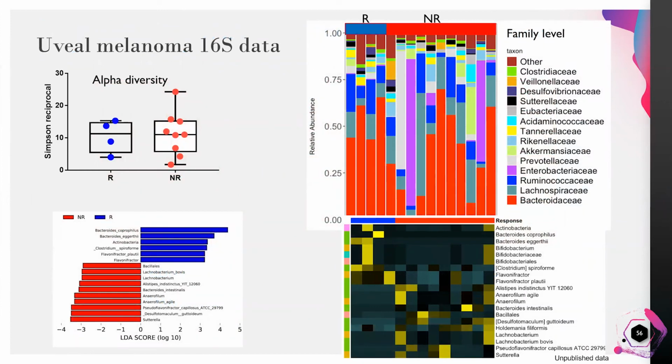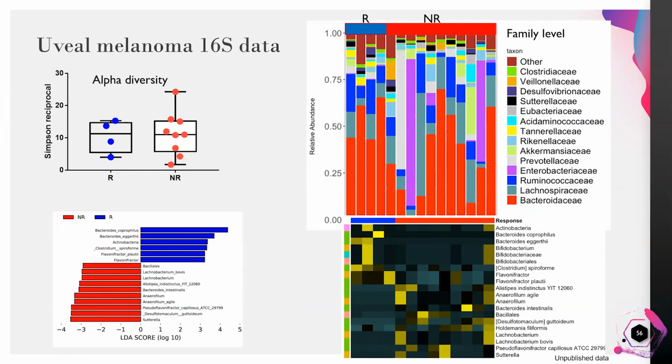I wanted to talk about the uveal melanoma microbiome. The microbiome is your bacterial load in the body, and it's the symbiotic bacteria. It's the good bacteria, but your good bacteria actually affect your immunity, and they affect your immune response in cancer. And so we collected the stool on about 15 uveal melanoma patients, and we're looking for differences in the bacterial content or microbiome of responders versus non-responders.